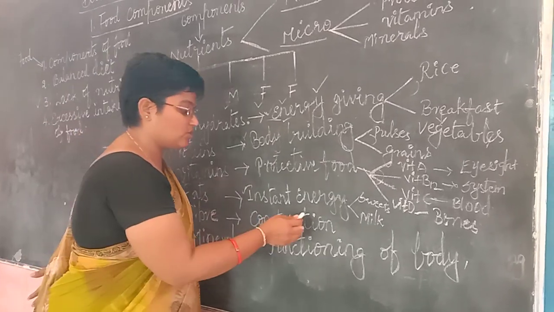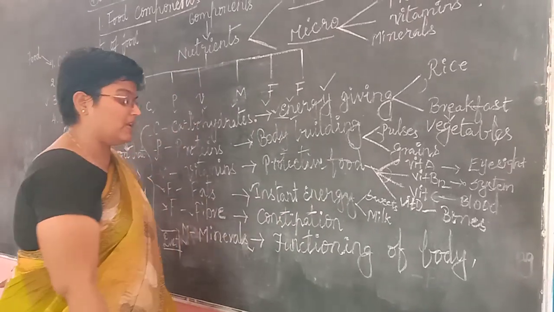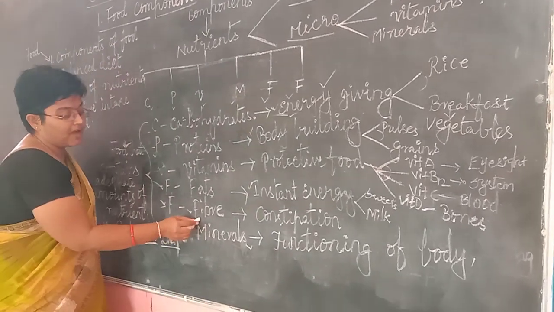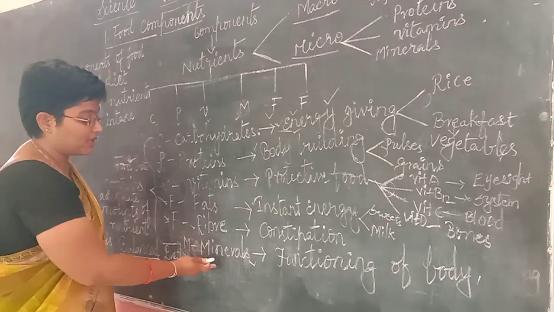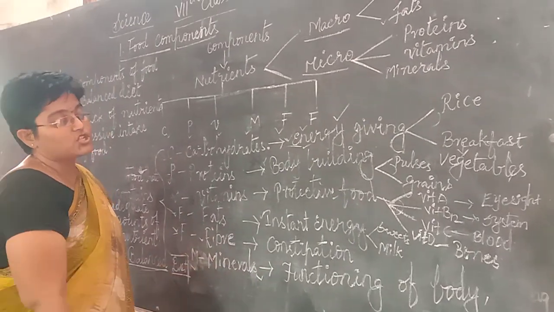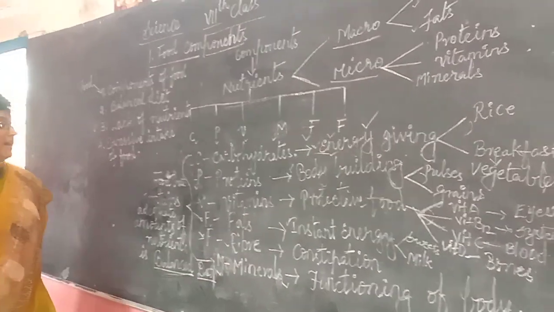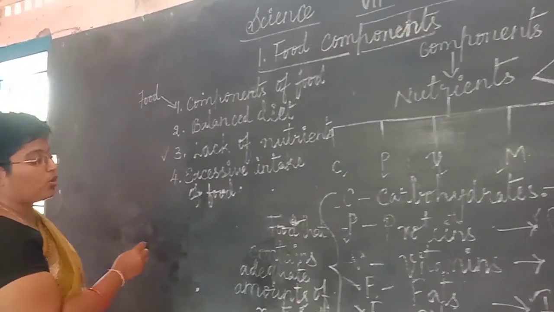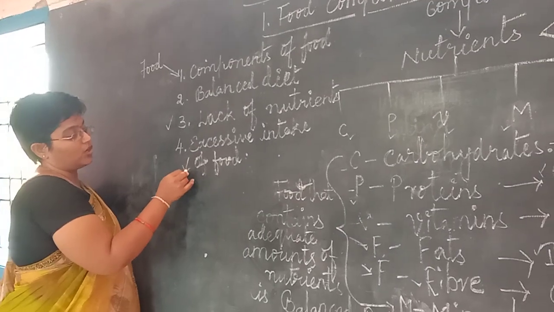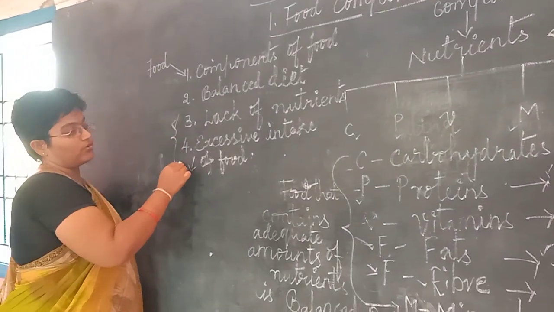And finally, constipation is to be avoided by taking fibrous food. And the last thing is minerals, which help in the functioning of our body parts. And finally in this session, we are going to close with excessive intake of food and lack of nutrients.